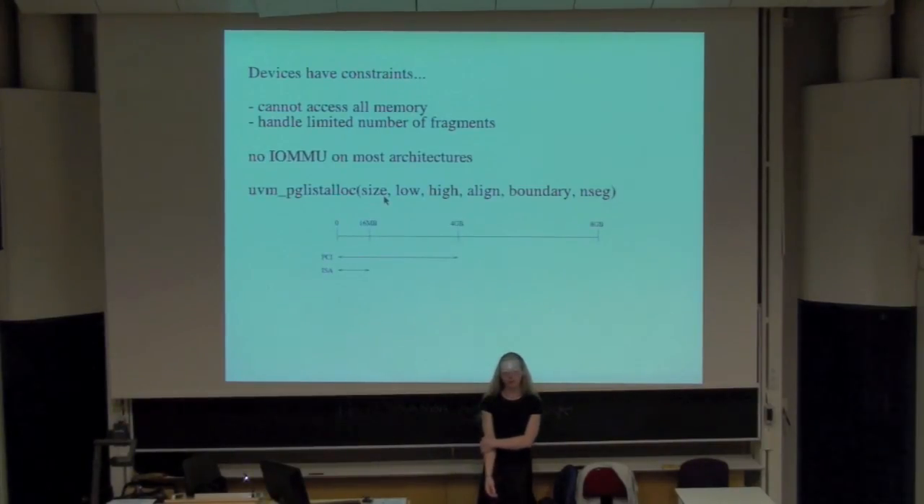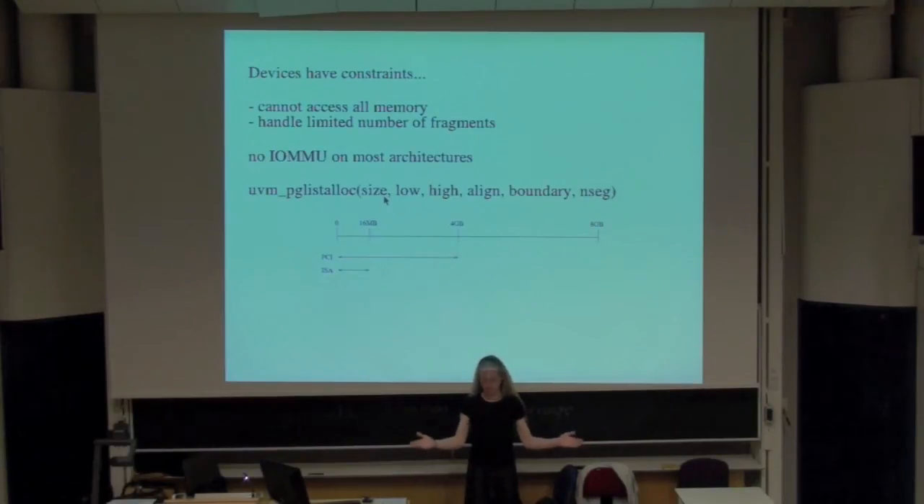So we have a bit more complicated allocator for this in the kernel called uvm_pglistalloc. And it takes 5 arguments. It takes the number of pages that we want. It takes the lower and upper boundary of addresses it can handle. And the alignment and boundary, which is an extra constraint that most devices have. And the number of segments. So if the DMA controller has only got 4 slots available, we can only have 4 segments of memory. And if we have more, then we would overflow those slots and we would not be able to do our I/O.